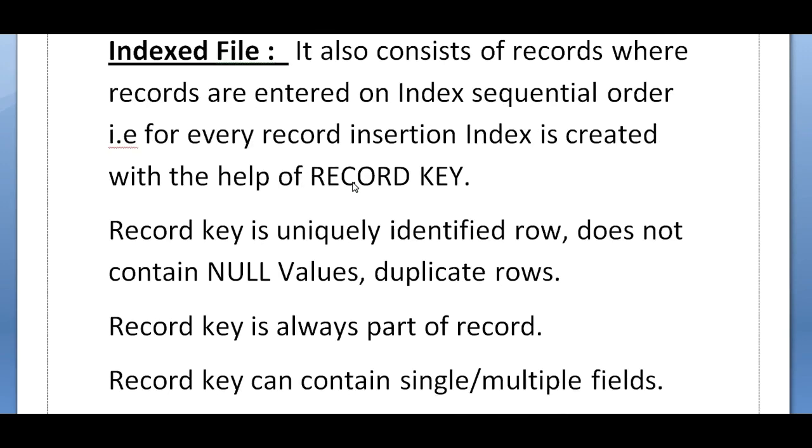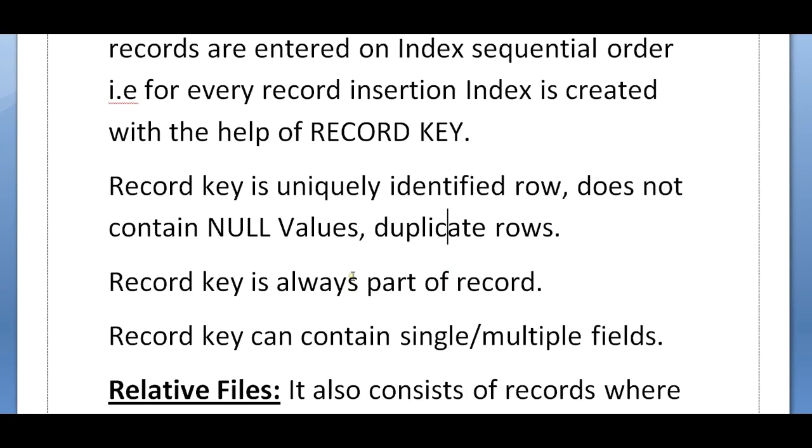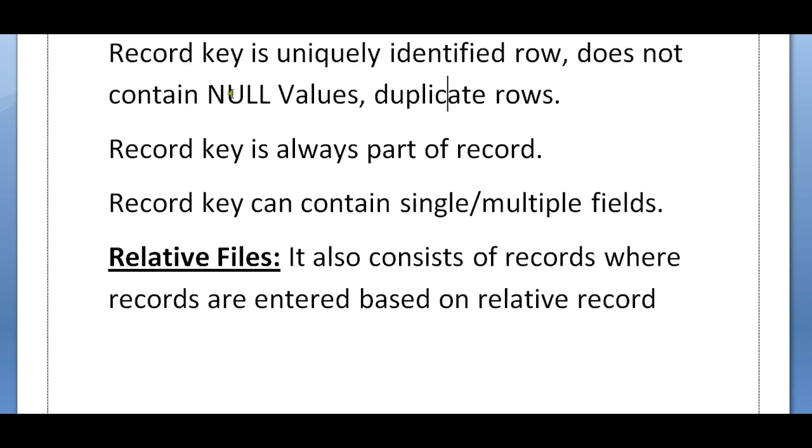It also consists of records, where records are entered in indexed sequential order. That is, for every record insertion, an index is created with the help of the record key. Every record is now associated with a record key, which is the index. A record key uniquely identifies a row and does not contain null values or duplicate rows. See, in a sequential file there is a chance of writing duplicate records. For an indexed file there will be no duplicate records, and it also doesn't have any null values.